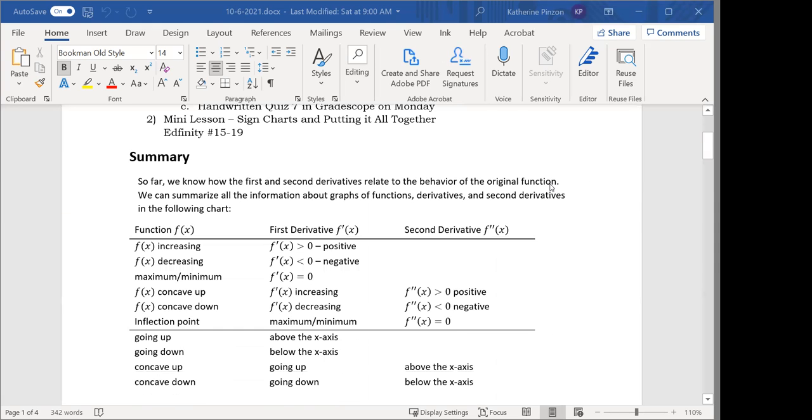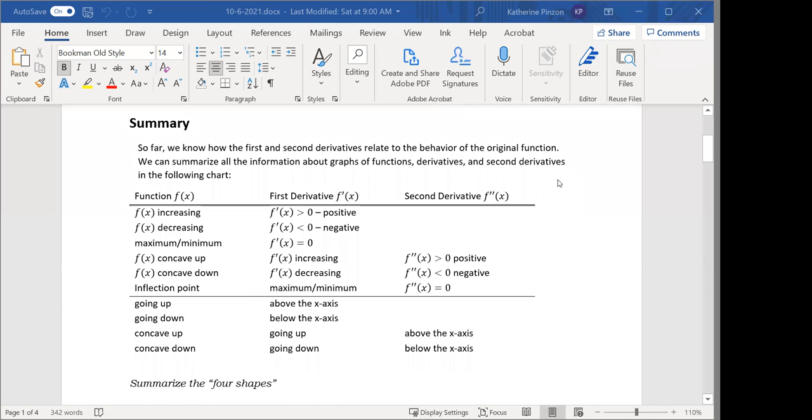So let's try it. I'm going to start with this chart that summarizes everything we should know about functions, derivatives, and second derivatives. The first column has all the properties of the function. The second column has all the properties of the first derivative, and the third column has all the properties of the second derivative. So we know that when a function is increasing or decreasing, the first derivative is positive or negative because it tells us the slopes of the tangent lines.